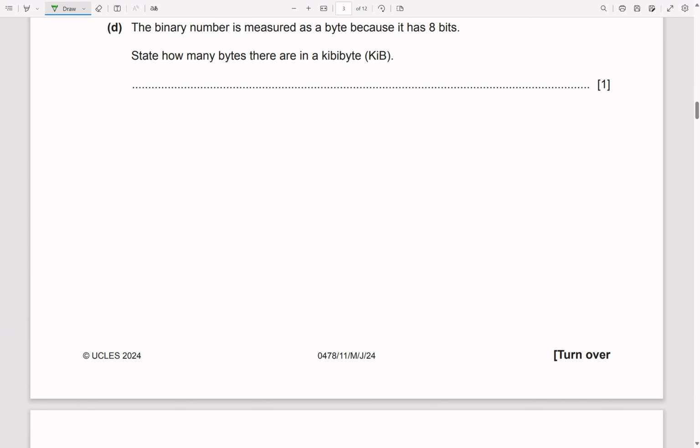Right, the binary number is measured as a byte because it has 8 bits. State how many bytes there are in a kibibyte. Right, so remember a kibibyte is going to be 1024. Now, if it's kilo, that's just the regular scientific notation. So kilo, mega, giga, tera, etc. Mega is going to be a million, giga is going to be a billion.